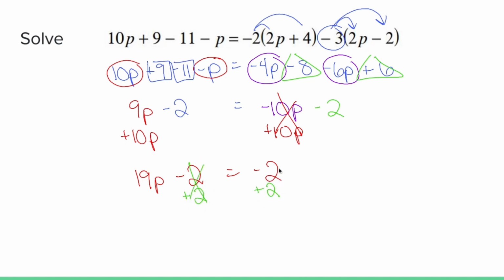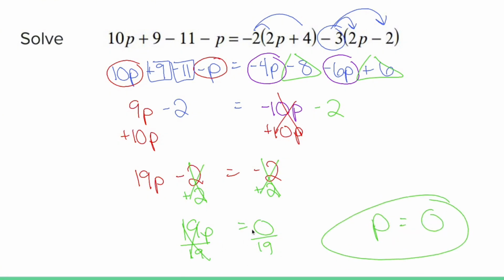And since I crossed this out, I guess it would make sense to cross that out too, which means the right side is going to be 0. So the left side is 19p. That's all that I have left over. In order to get rid of the 19, we have to divide both sides by 19 because it's the inverse of multiply. And when you divide 19 from 0, you get 0, so p equals 0.